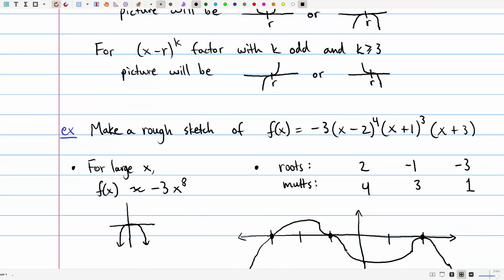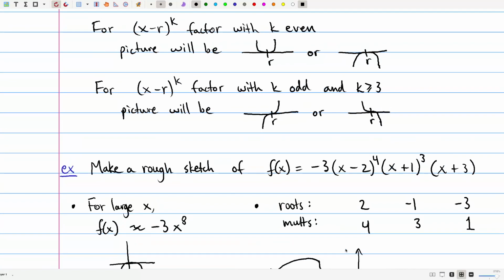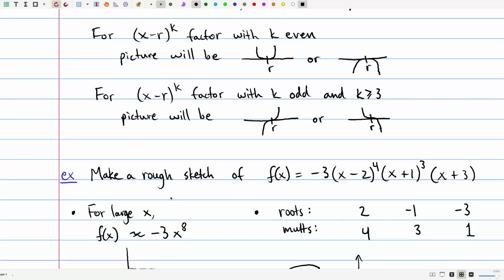So let's try one more example before ending this video. Let's make a rough sketch of the function f of x is -3 times (x minus 2) to the 4th, times (x plus 1) cubed, times (x plus 3). So first of all, let's think about what this would look like for very large values of x.